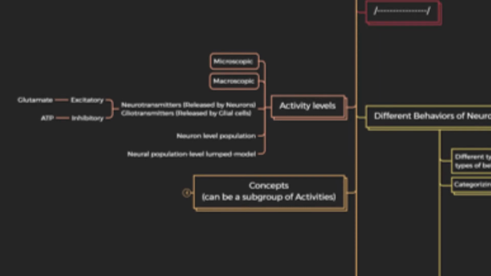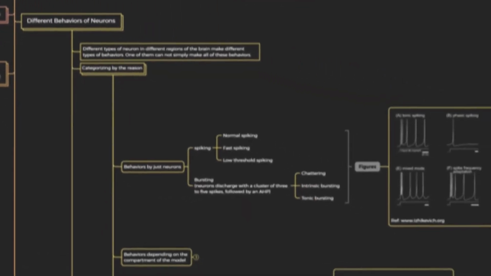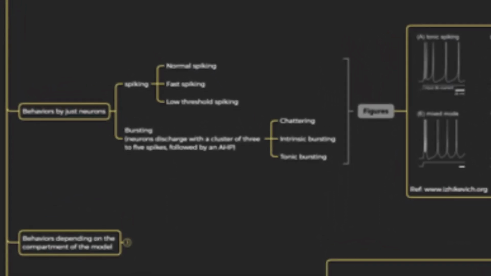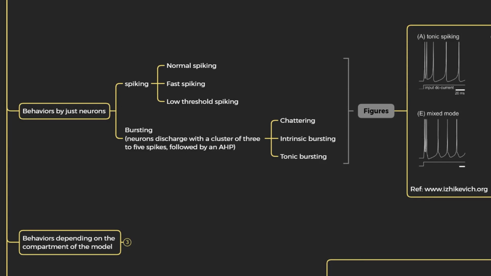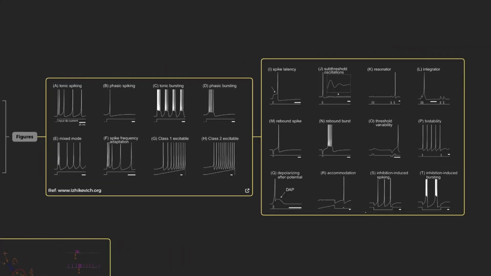So the activity levels, we have microscopic and macroscopic. You have to understand what's going on at the neuron level, which is the next part, where we take a look at the different behaviors that a neuron can make. If we take a look at the neurons by themselves, they can either spike or burst. There are different types of spikes and bursts, and there's an amazing figure on the EasyChair website. You can check it out here.